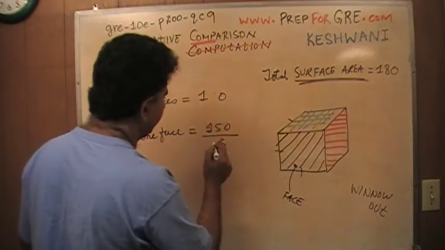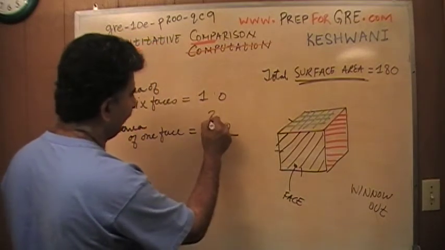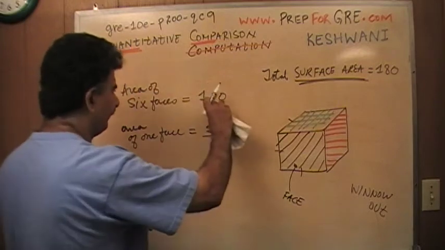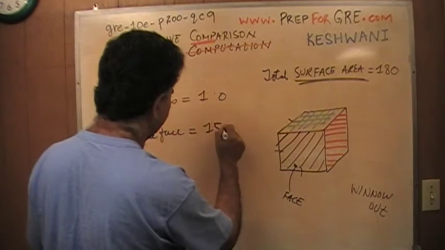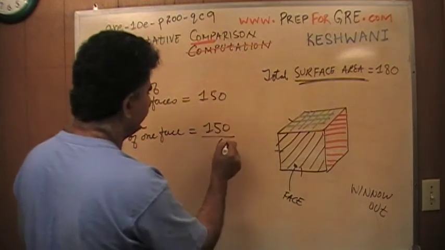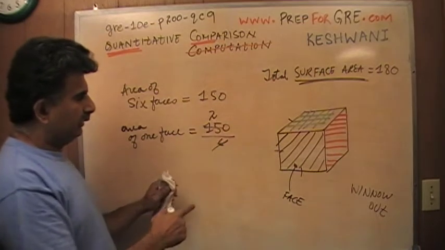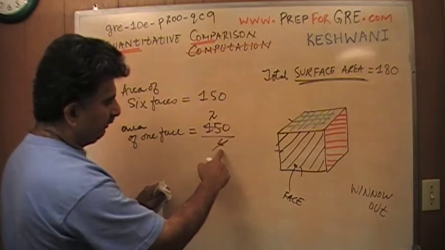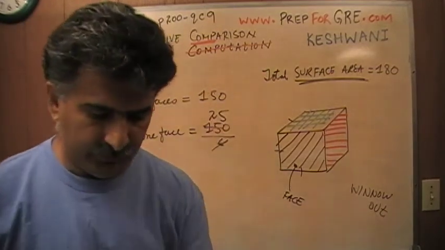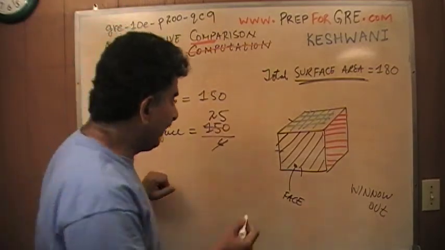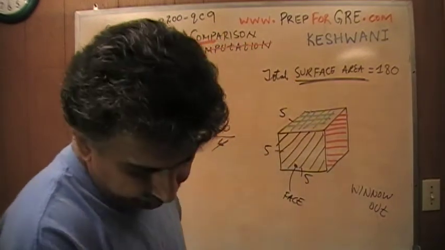So this is 150. If I divide 150 by 6, 15 divided by 6, 6 goes into 15 2 times, that's 12, and then 3 left over. 3 becomes 30, 30 divided by 6 is 5. So each face has an area of 25. That tells me that each side is 5, because 5 times 5 is 25. What is the question exactly asking? I still do not know.